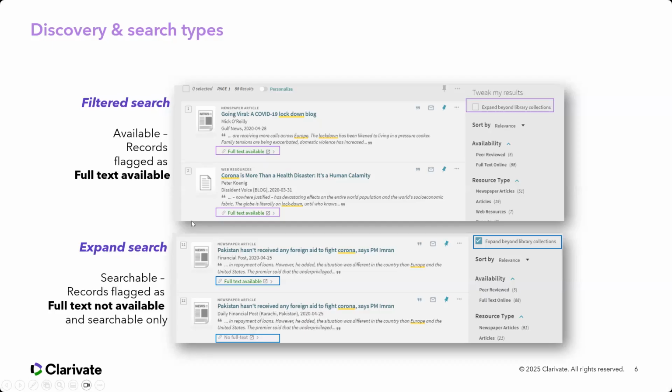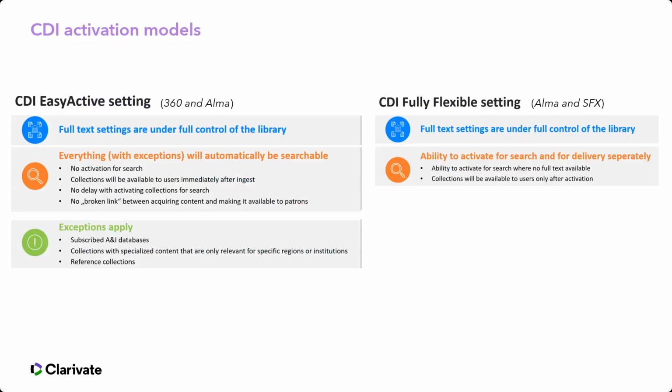But before we go into more details, let's go to the next slide and introduce the two types of activation models that exist for all the customers that we have around the world. So we have two settings. One is called Easy Active and the other is Fully Flexible. Now, for full text available settings of records that are available, the settings are exactly the same for Easy Active versus Fully Flexible.